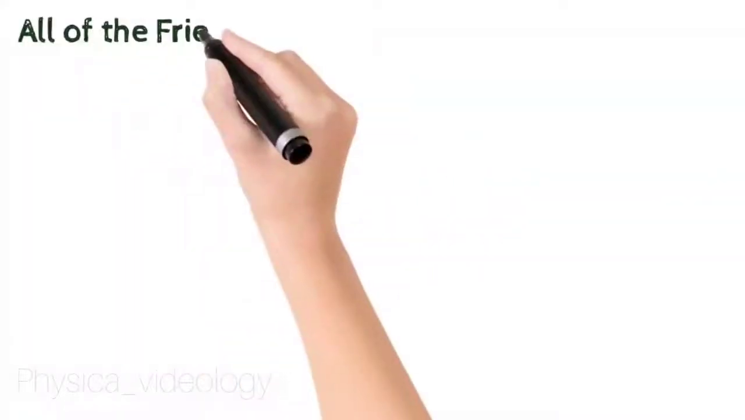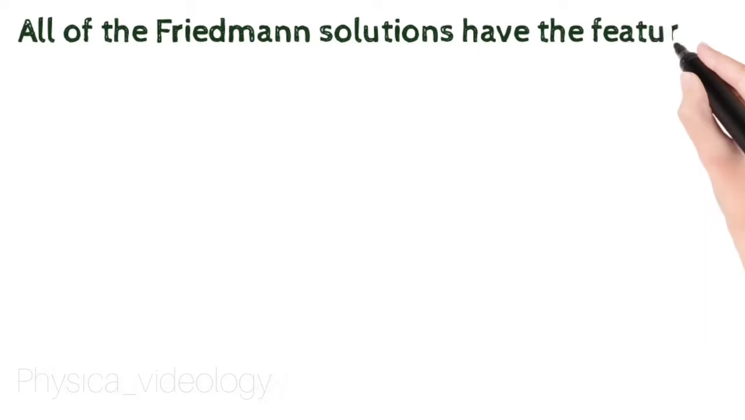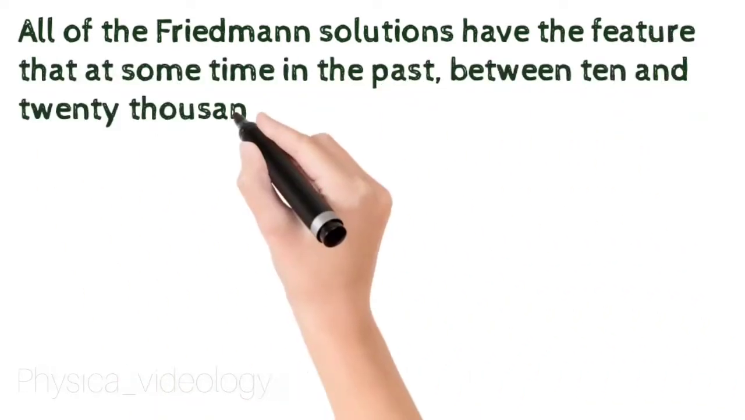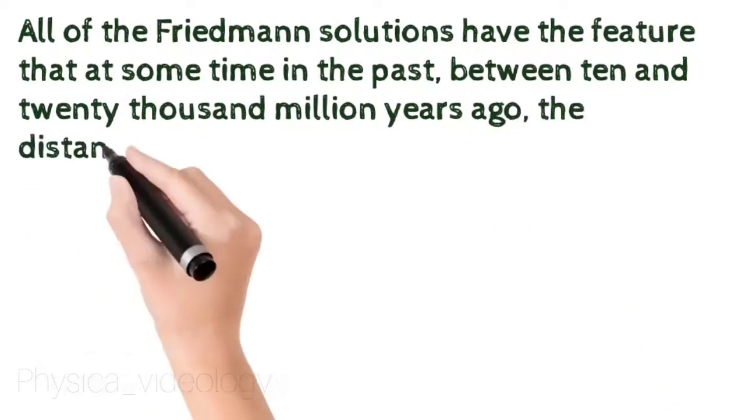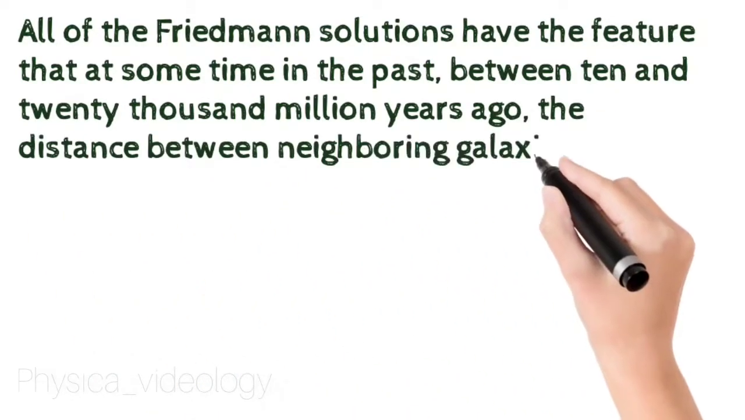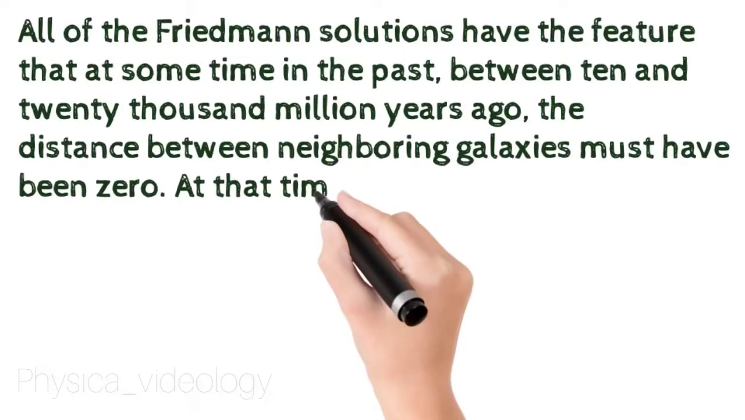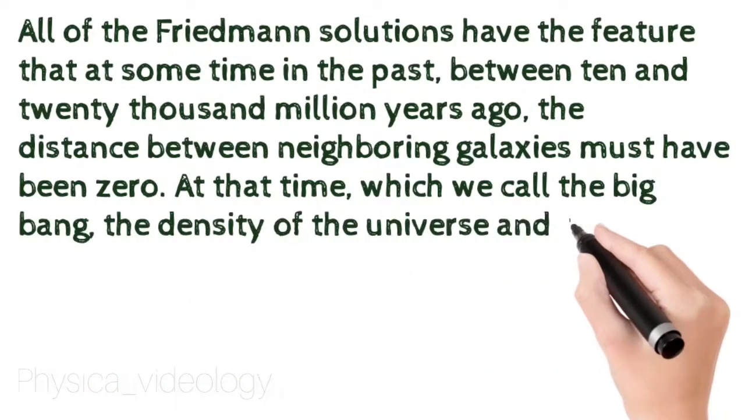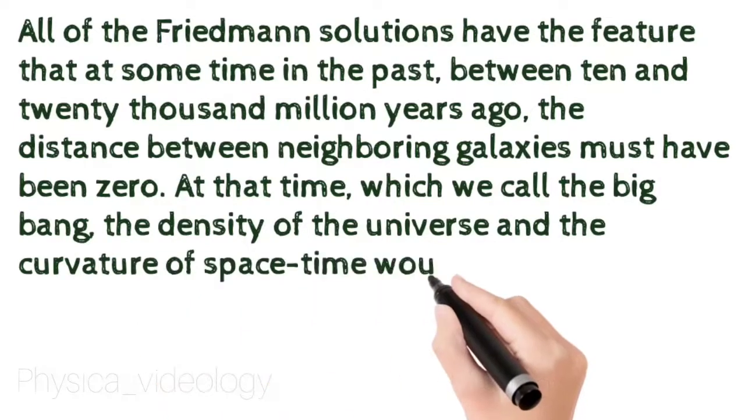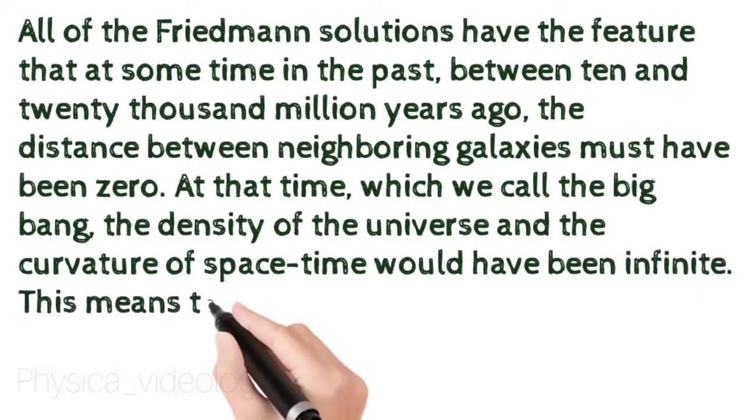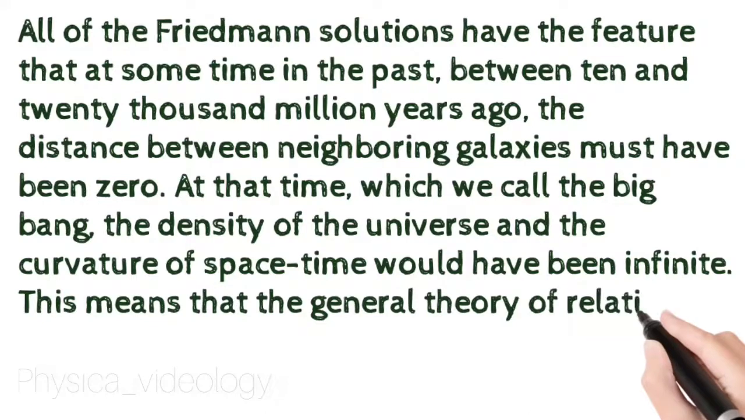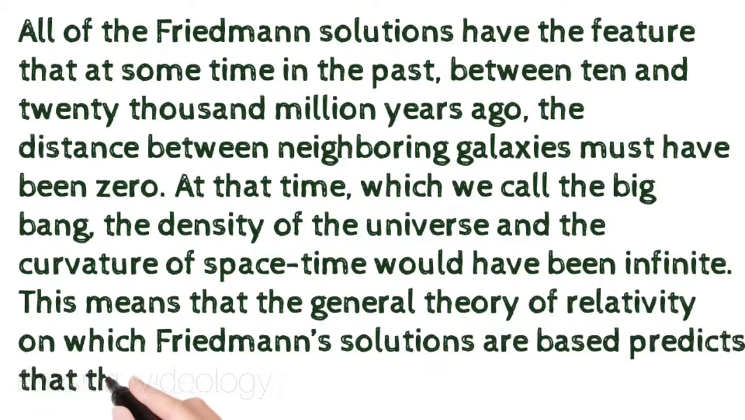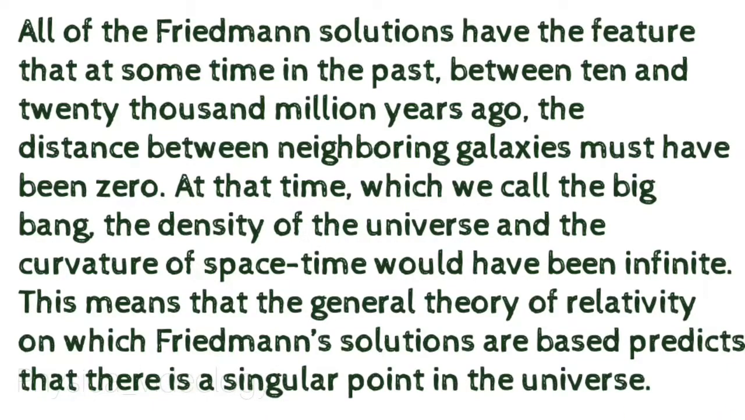All of the Friedmann solutions have the feature that at some time in the past, between 10 and 20,000 million years ago, the distance between neighboring galaxies must have been zero. At that time, which we call the Big Bang, the density of the universe and the curvature of space-time would have been infinite. This means that the general theory of relativity on which Friedmann's solutions are based predicts that there is a singular point in the universe.